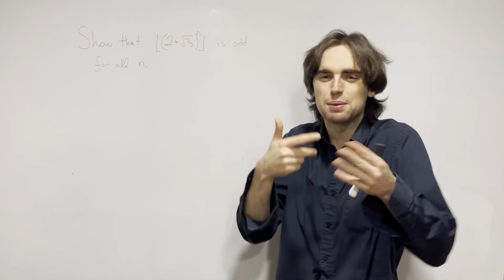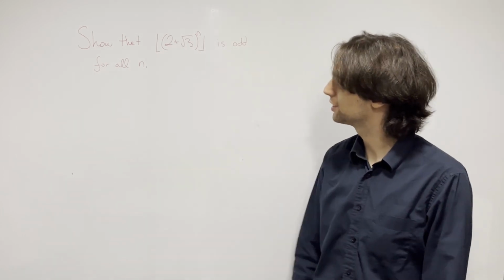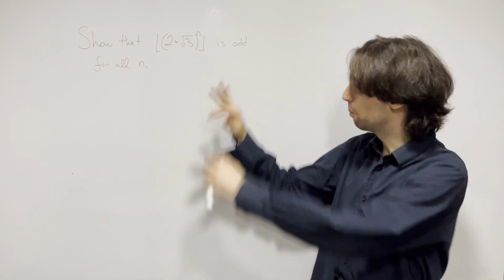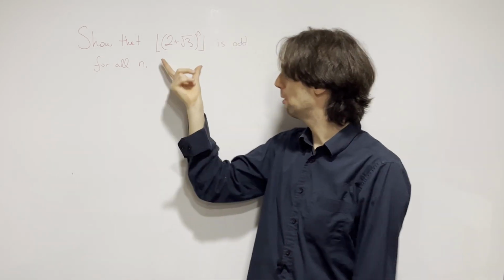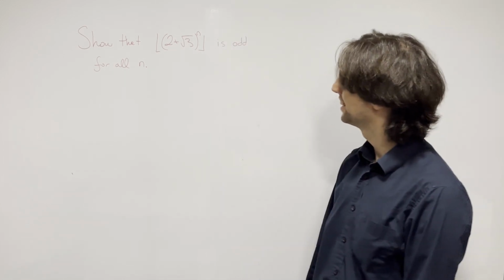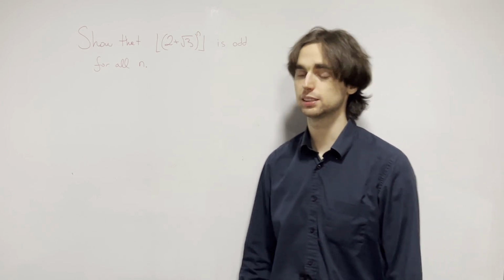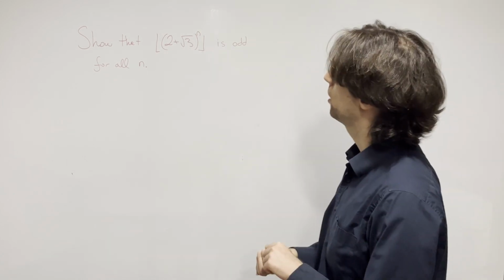Just for the next 10 minutes, just come up with ideas. How would you prove that (2 plus the square root of 3) to the power of n, the whole part of that, is odd for every single n? You can try and try and try, but you may not succeed. Maybe you do succeed. How do I know?